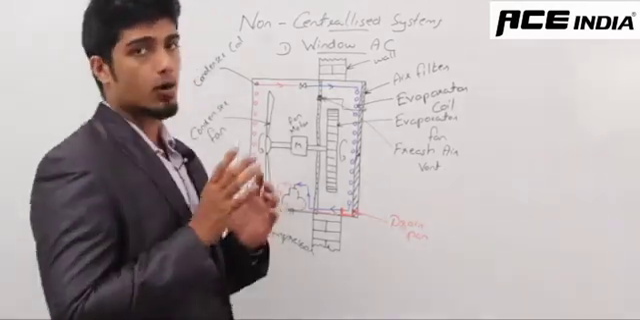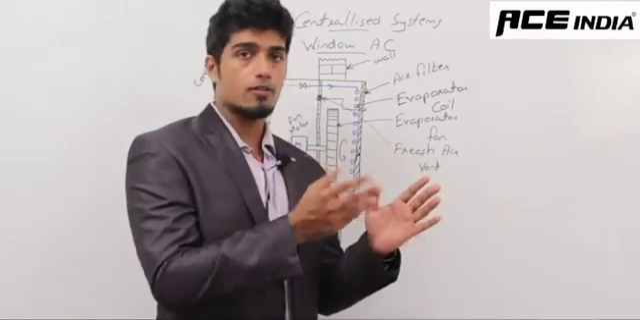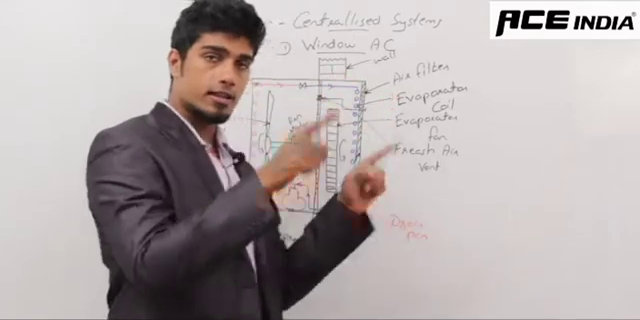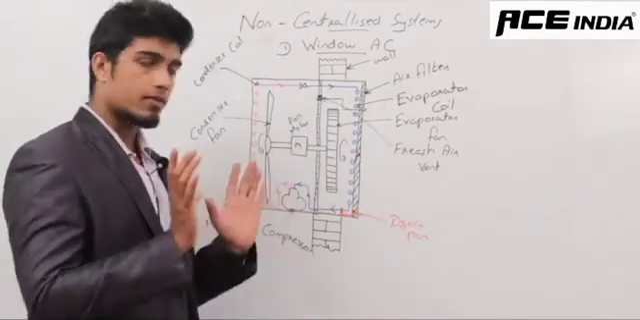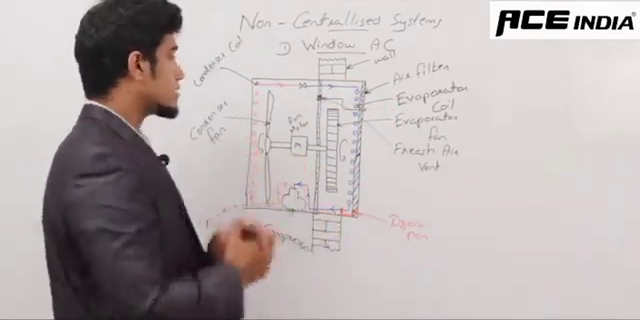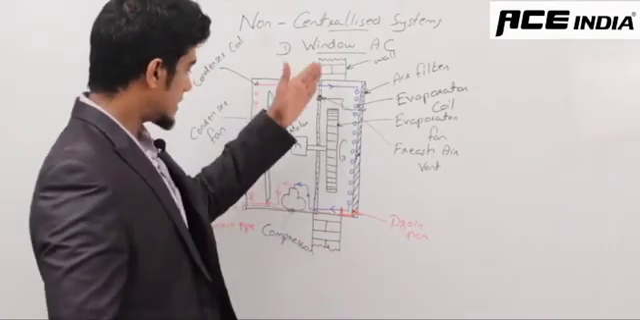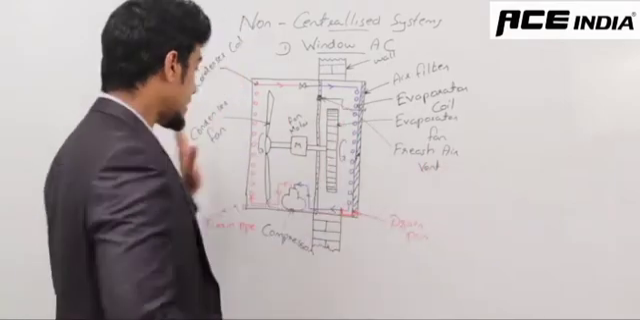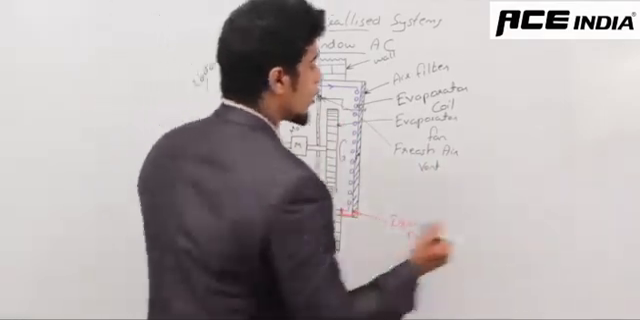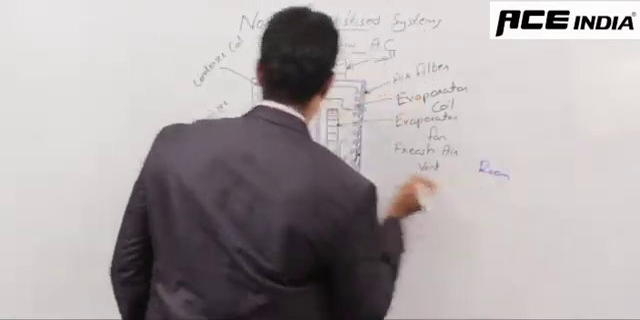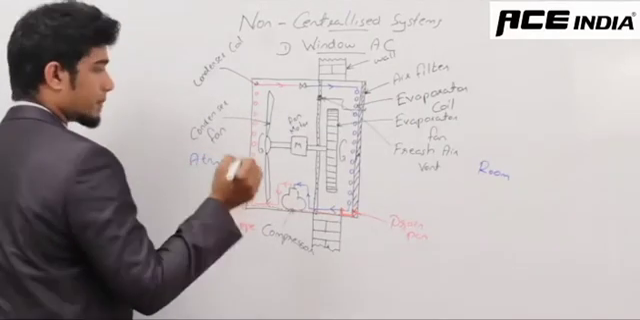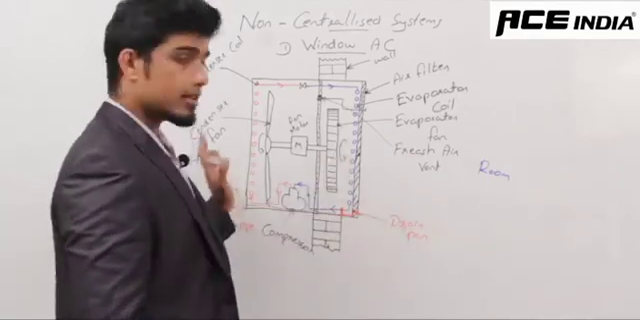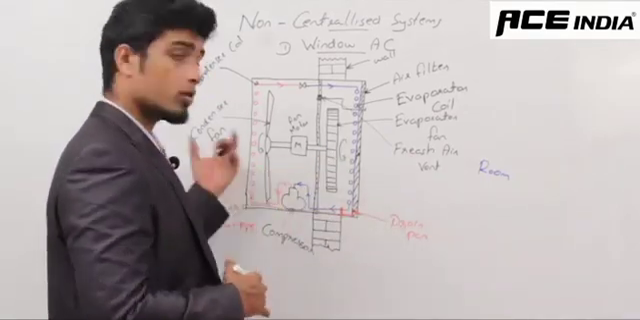A window AC will always be installed on the wall, which separates our air conditioning area and the atmospheric area, with a puncture or a window. In that window, enclosing that window, we'll be installing our machinery. Suppose this is the wall separating our room air and the atmospheric air. This will be our room, and let this be the atmosphere. One part of our machine will be inside the room, while the other part will always be outside the room, in the atmosphere.